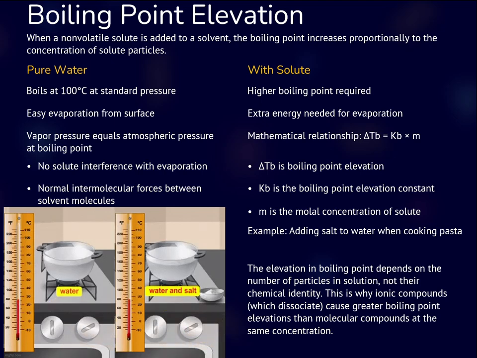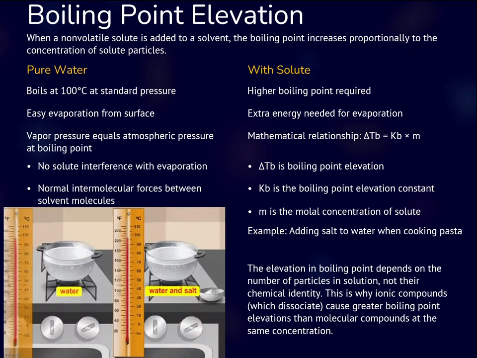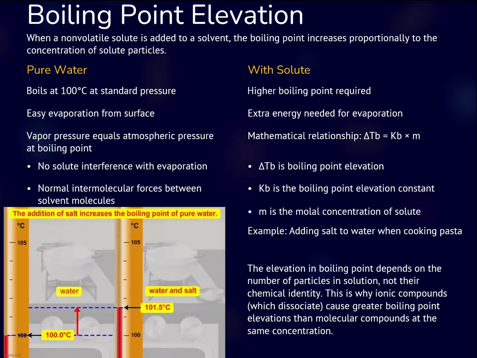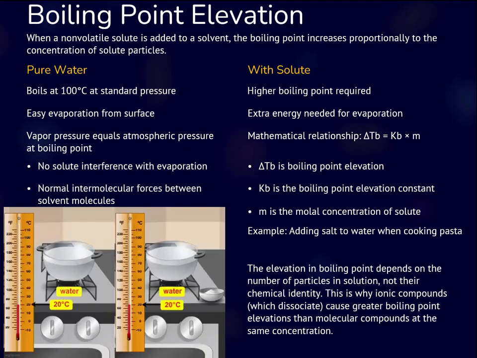This boiling point elevation is described by the formula ΔT_b = i × K_b × m, where ΔT_b is the increase, or change, that's the delta, in the boiling point. That's why it's T sub B, the temperature of the boiling point. So it's the change in the boiling point.